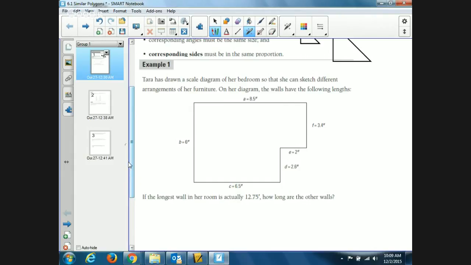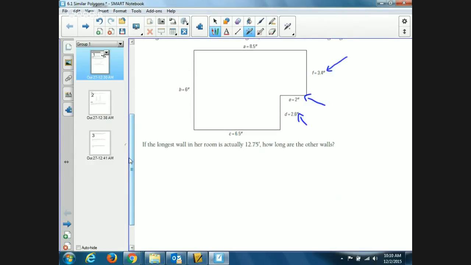So anytime you see blueprints for something, or if you're in a carpentry class and you see plans for something you're going to build, they're not going to make it a huge drawing. They're going to make it so it fits on the paper, and that's a scale diagram. Everything will be proportional. So it's going to be the same scales we've been using all the time. On her diagram, the walls have the following lengths: 8.5 inches, with the double tick mark meaning inches, 3.4 inches, etc., 2 inches. Well, look at this. If the longest room is 12.75 feet, how long are her other walls?